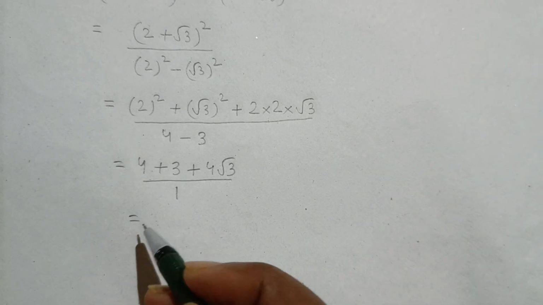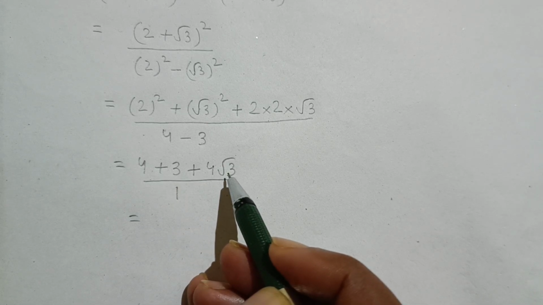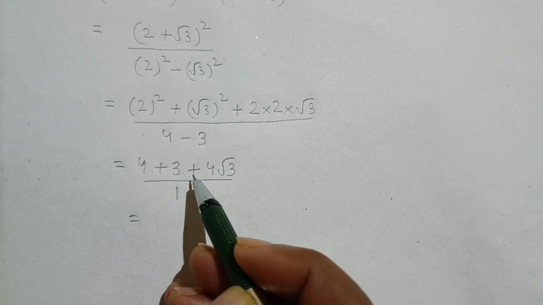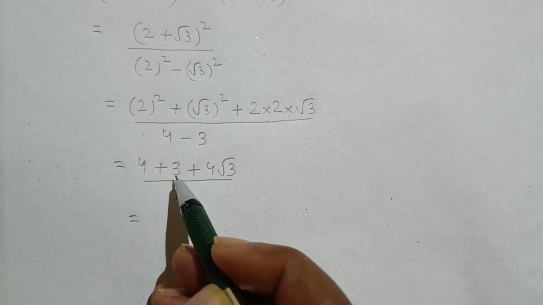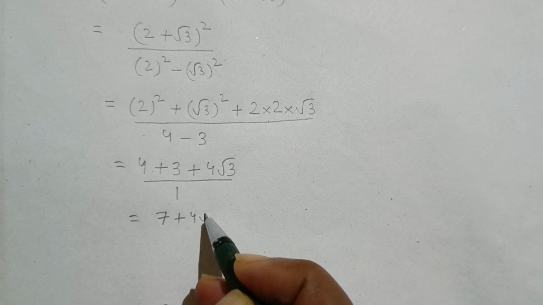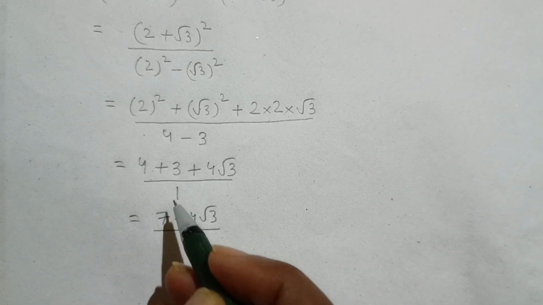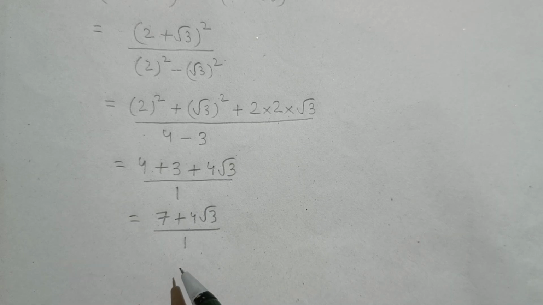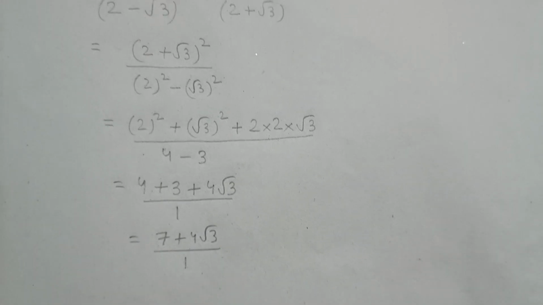Now the next step. The numerator is 4 plus 3 plus 4 square root of 3. So 4 plus 3 is 7, so 7 plus 4 square root of 3. This is the numerator upon the denominator, which is 1. So 7 plus 4 square root of 3 upon 1.